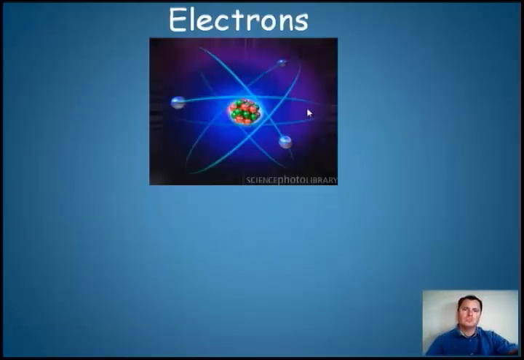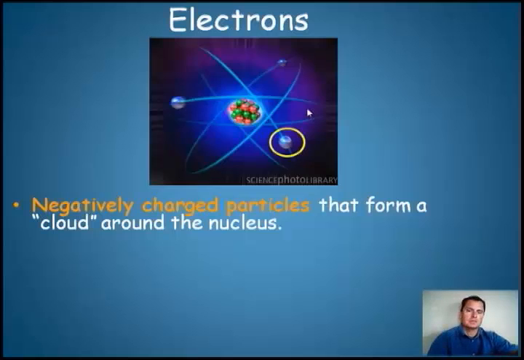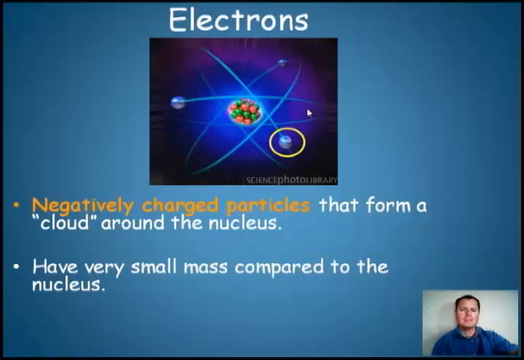Outside of the nucleus, we find the electrons. And the electrons are negatively charged particles that form the electron cloud around the nucleus. We can see an example of a single electron right there. The mass of the electron is going to be very small compared to the mass of the protons and neutrons. So like I said, when we figure out the mass of a single atom, we don't really take into account the mass of electrons because it's so small. We abbreviate it with an E for electron negative, so E negative is our abbreviation for electrons.